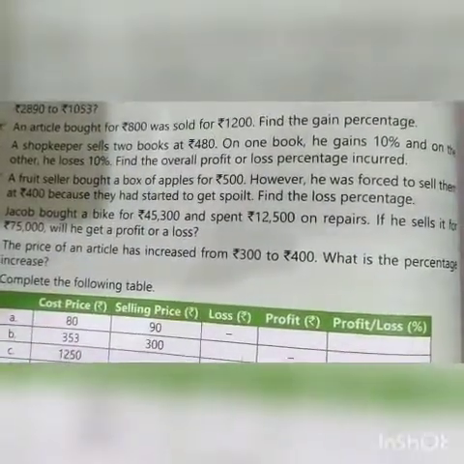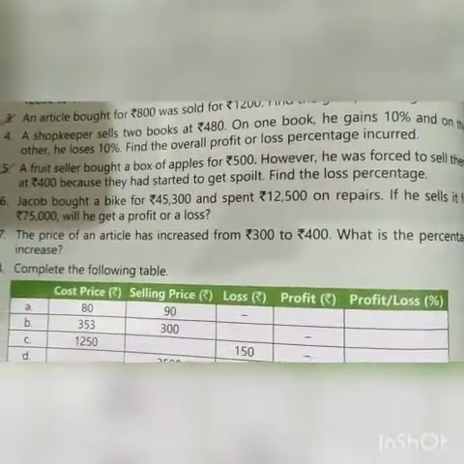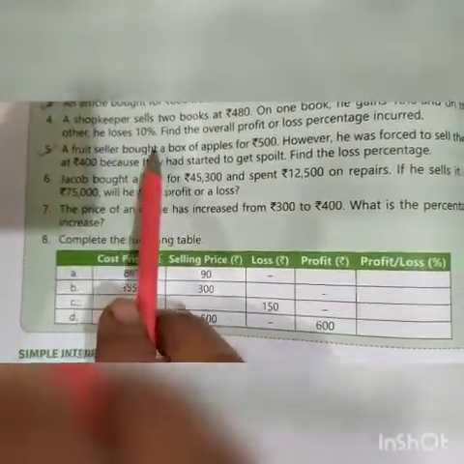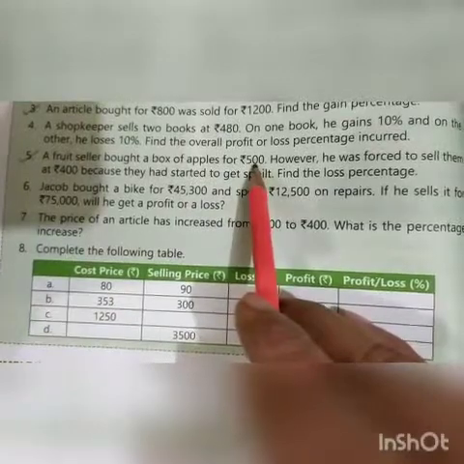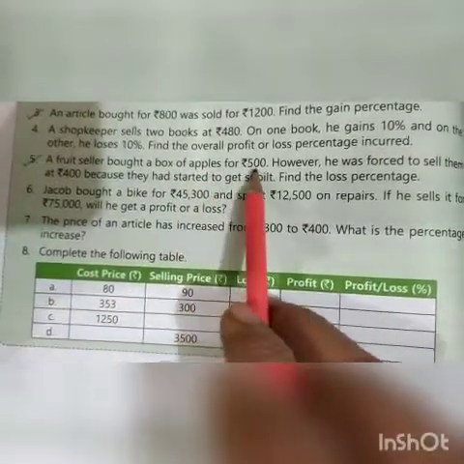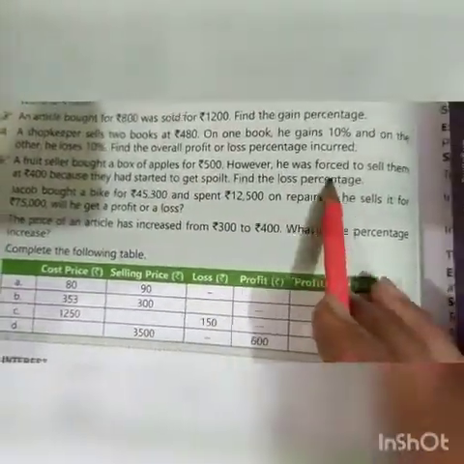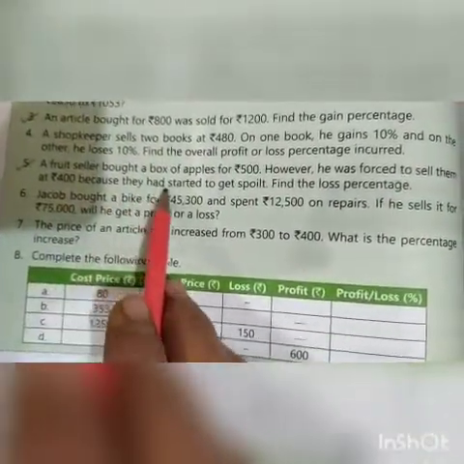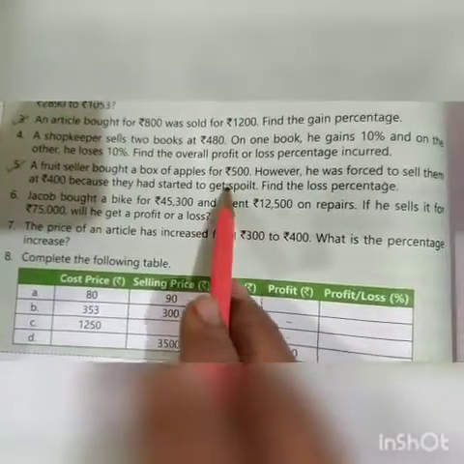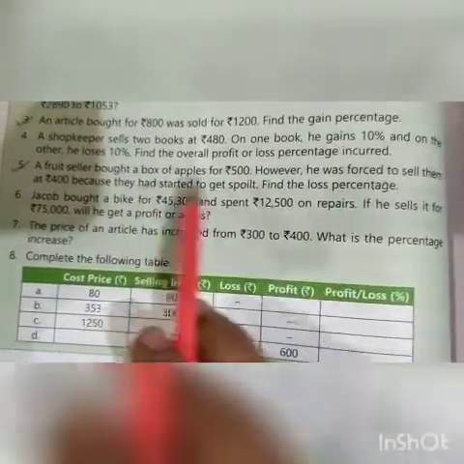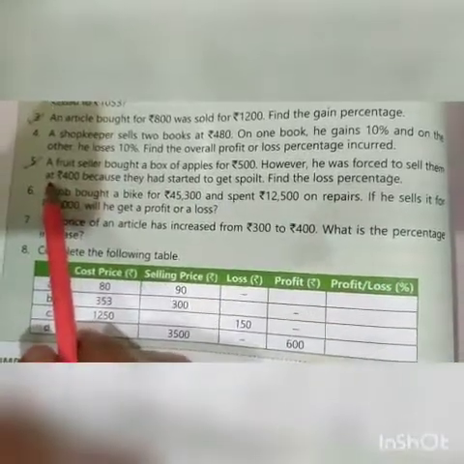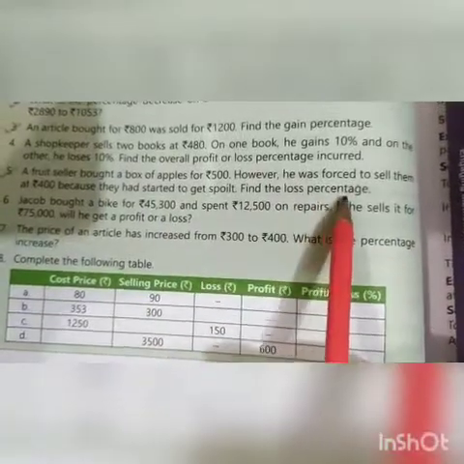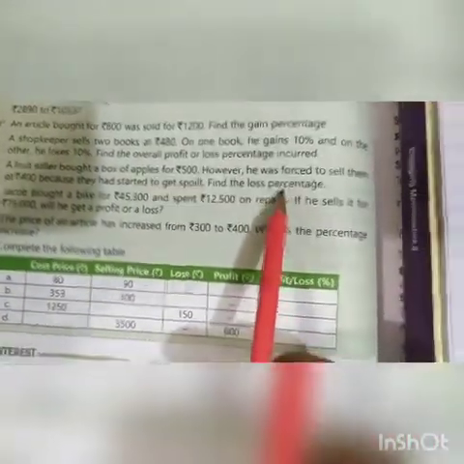Students, question number 4 we will do in the next class. Now come to question number 5. A fruit seller bought a box of apples for 500 rupees. It means the cost price of apples is 500. However, he was forced to sell them at rupees 400 because they had started to get spoiled. Spoiled means खराब होना. उसको जो एप्पल से 400 रुपीज में सेल करने पड़े क्योंकि वो खराब होना शुरू हो गए थे. Find the loss percentage. We have to find the loss percentage.